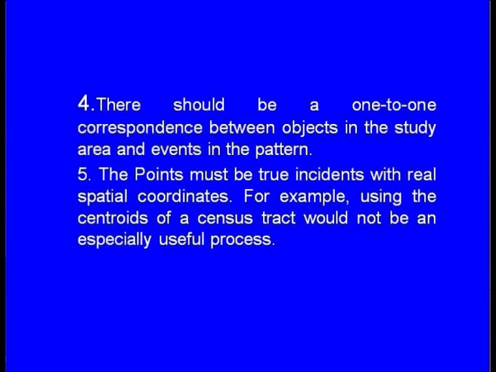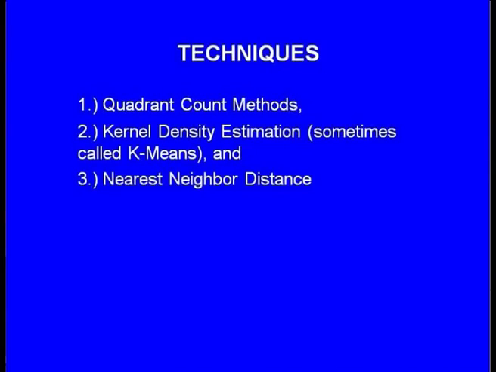Finally, the points must be true incidents with real spatial coordinates. For example, using the centroids of a census tract would not be an especially useful process. So, let us look at what are the techniques by which point pattern analysis can be carried out. These could be done with the help of quadrant count methods, kernel density estimates, sometimes called k-means, and nearest neighborhood distance. So, let us look at quadrant count methods.